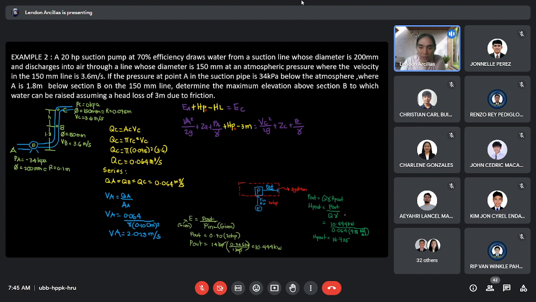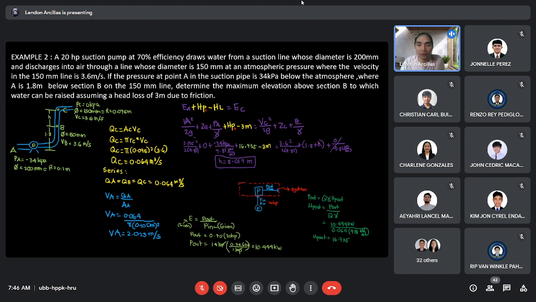Okay? So, the HP out is equal to P out over Q times specific weight from the original formula. So, i-substitute natin yung HP out, so makukuha na natin yung value ng H. VA, ang ZA is 0 from the datum. Ang ZC is 1.8 plus H. So, ang hinahanap natin dito is H. As you can see, ang H na lang dito yung variable na makikita. Ito yung hinahanap.